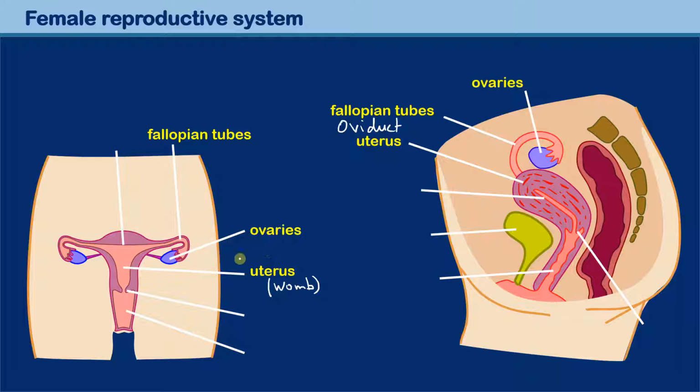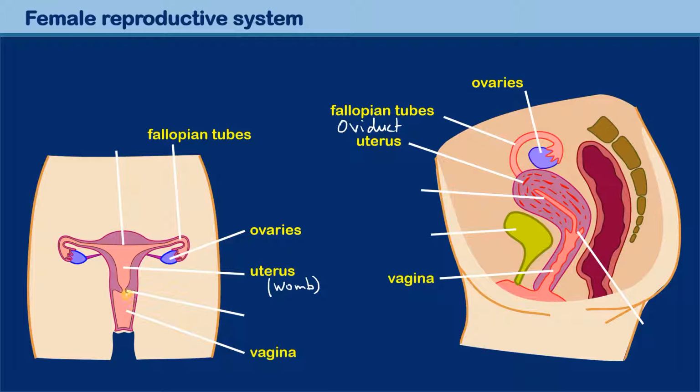Ovaries, of course, females have two of them. This one is the left ovary, this one the right ovary, because left and right are always terms which you use as seen from the person. So this is on the person's left side and on the person's right side, assuming that this is the view from the front. The ovaries produce egg cells, the ova, and of course also hormones.